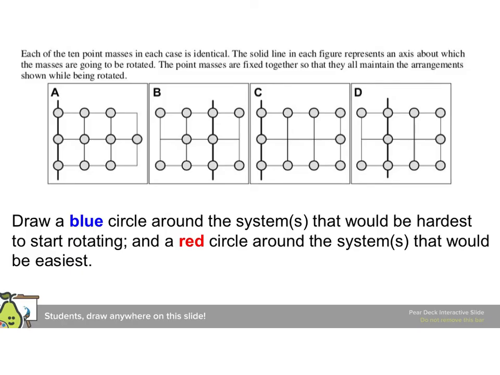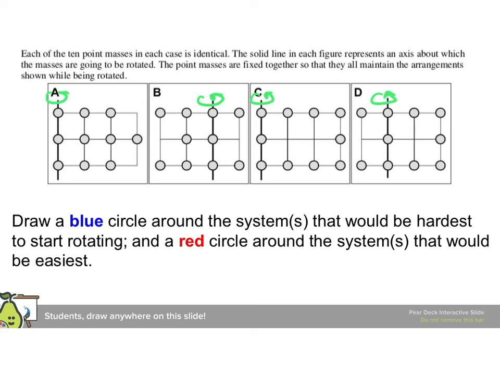All right, here we have each of the 10 point masses in each case identical. The solid line in each figure represents an axis about which the mass is going to be rotated. The points are all fixed together so that they all maintain the arrangement shown as rotated. So imagine it's like a very thin net or something that they're on. And we're going to spin them around this axis. So imagine them coming out of the page and then whirling around and going back into the page.